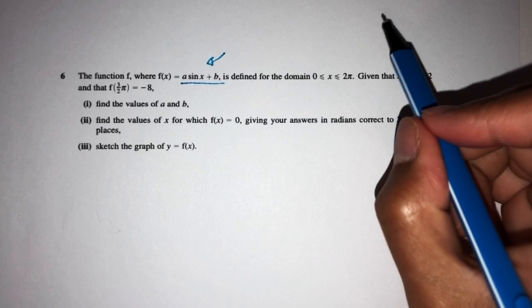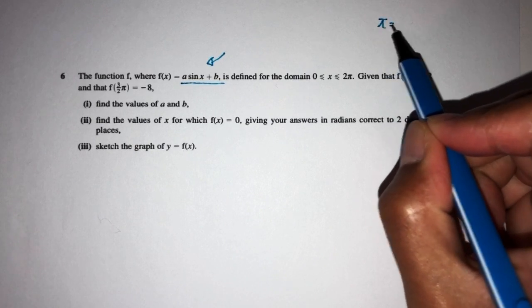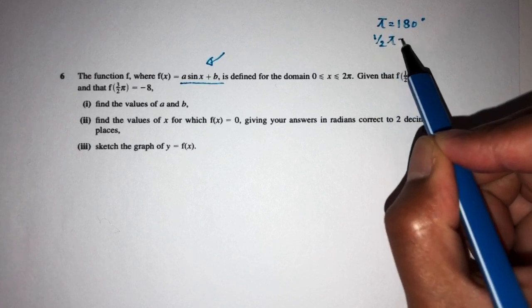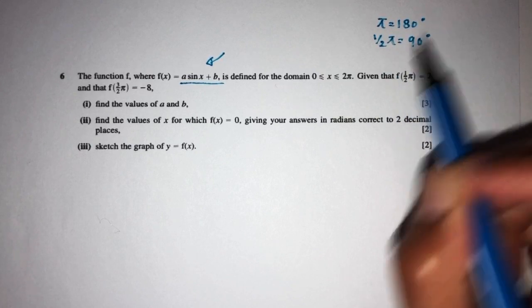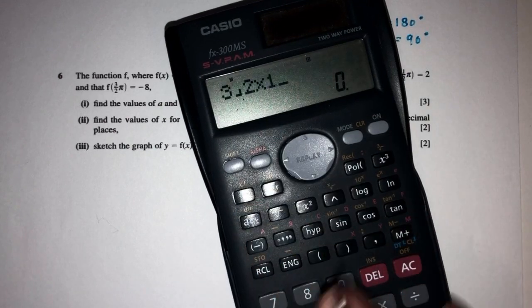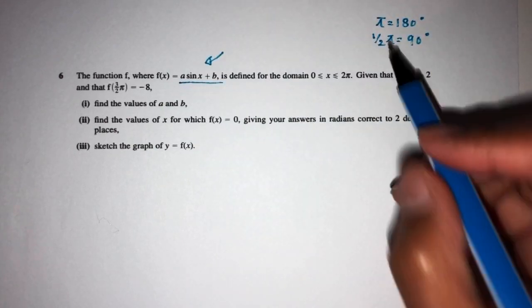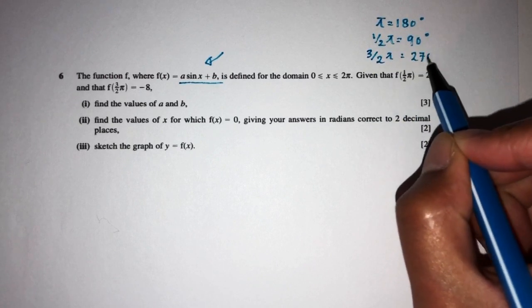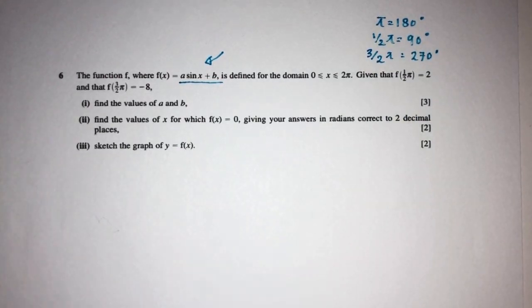Anyways, let me just explain that. Pi is actually 180 degrees and half pi is what? Half pi will be 90 degrees. Now here, 3 over 2 pi is what? 3 over 2 times 180, that will be 270. So 3 over 2 pi, that will be 270 degrees. Now it is up to you. If you like working with radians, you can do that. If you like working with degrees, you can do that. But afterwards, you have to convert back so you know that it is relevant to the question.